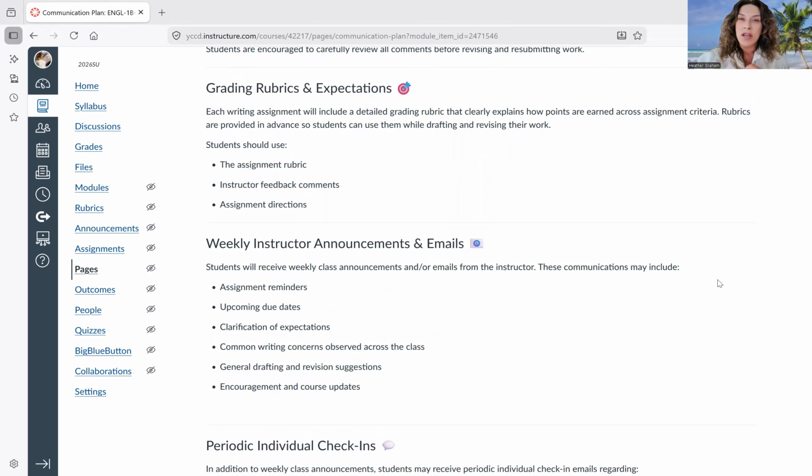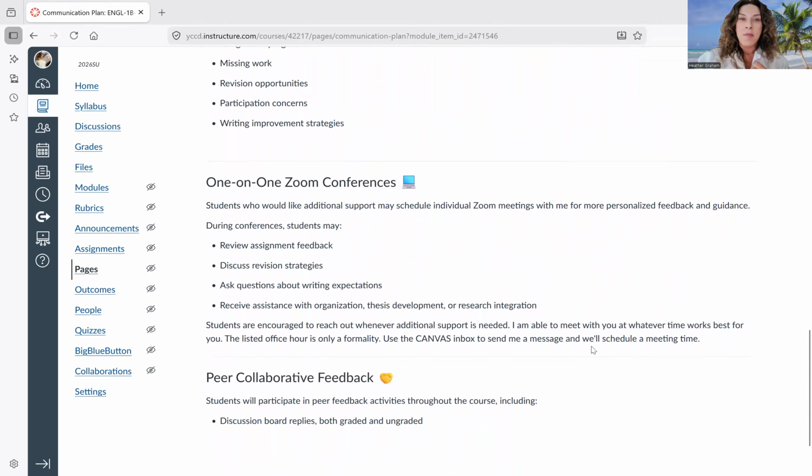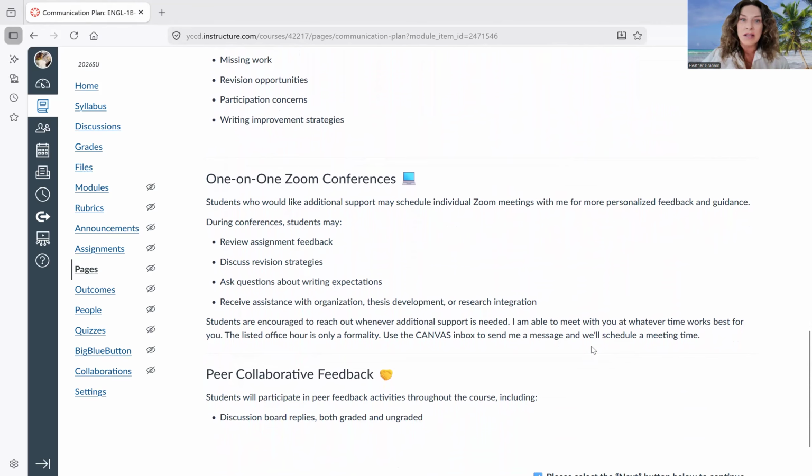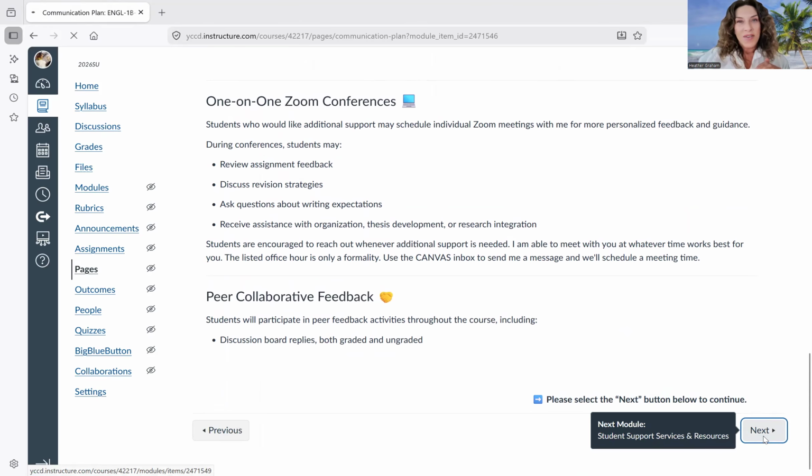And so everyone hopefully will feel a little bit more connected both to me and to each other. I'll also send out emails for periodic check-ins. And I'm available for one-on-one Zoom conferences, as I mentioned. We can also do group reviews if, for example, before an essay, there are a couple students that want a little bit more support, we can all meet at the same time. And it's fun to see peers connect in that way. And then you'll also have your peer collaborative feedback in the discussion post. Those will be both graded and ungraded. All right.